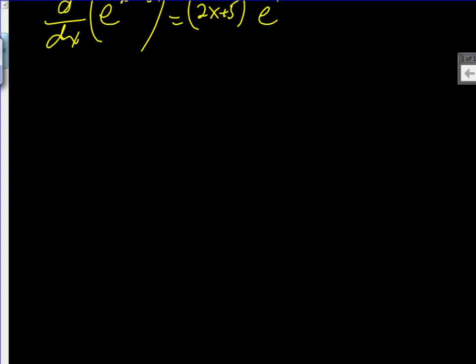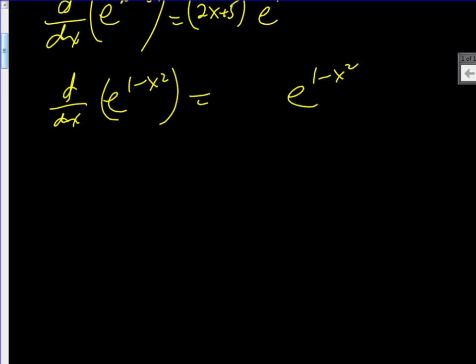Suppose you were asked to find the derivative of e to the 1 minus x squared. The derivative of e to any power, I don't care what the power is, is e to that power, times the derivative of the power, which is negative 2x.